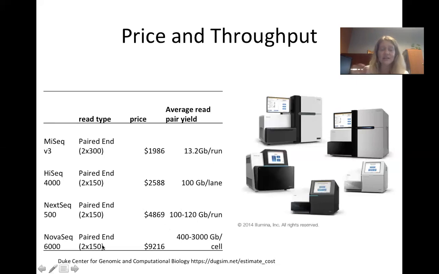For the NovaSeq, that is the newest, that is the biggest, that is the really crazy instrument. You're looking at more like $9,000 a run, but depending on how you set the run up, you can get really vast quantities of data compared to the other instruments. So definitely be aware of all of that and talk to your sequencing core to pick the application and the instrument that is right.